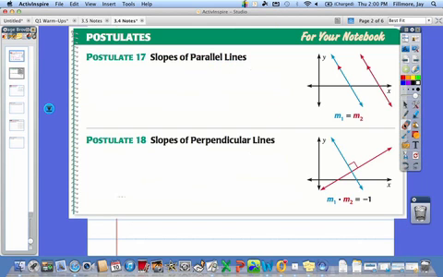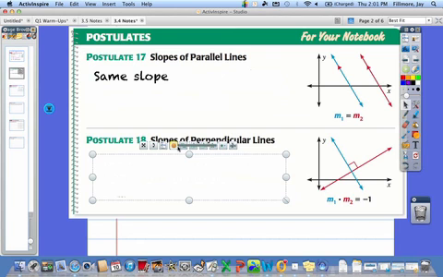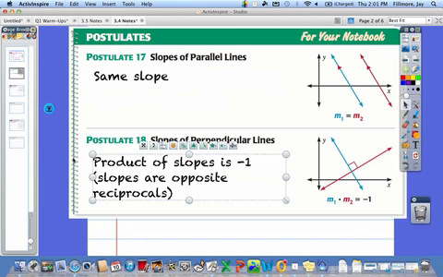Talking about parallel and perpendicular lines now, we've done a little review of slope. The slopes of parallel lines always have a special property. This is postulate 17. Their slopes are always the same. Always the exact same numbers. So two lines always have the same slope if they're parallel. If they're perpendicular, their slopes have a special relationship. It's different. If we were ever to multiply our two slopes together, our product would be -1.